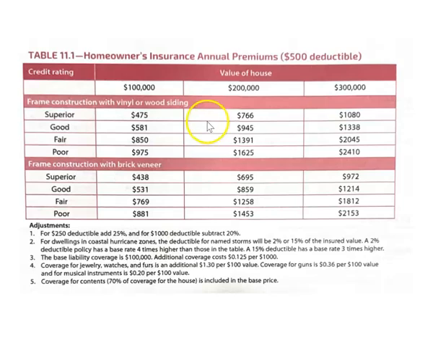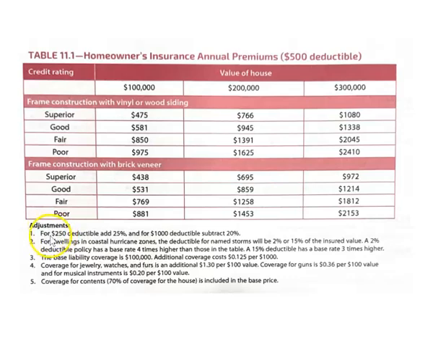So anyway, let's say for example that you were looking at the value of a house that was brick veneer for $200,000 and you had a superior credit rating. Then your base rate would be $695. But if you had poor credit rating, your base rate would be $1,453, if you just look here on the chart. That's just the base. There are things added to it that either raise or lower your premium, and those are explained in the fine print underneath the table, the adjustments.